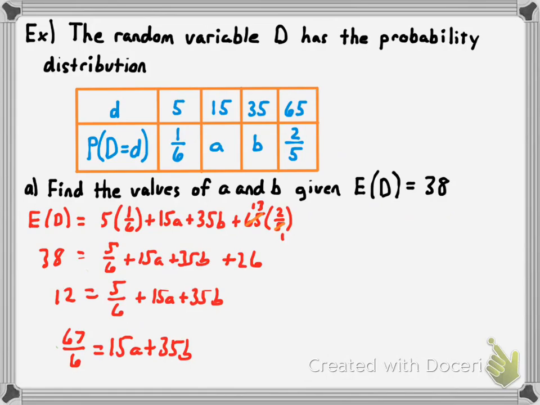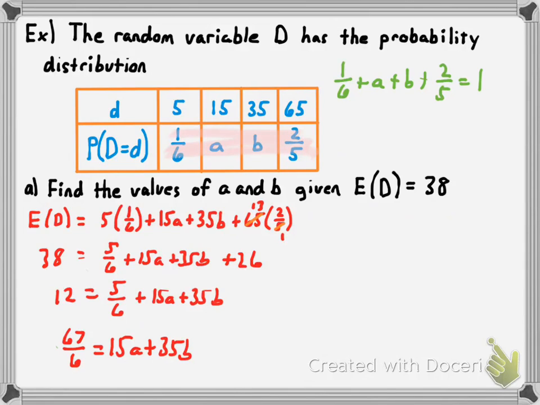Well, that next equation is going to come from what we know about the sums of the probabilities within a probability distribution. We know they always add up to 1, don't we? So that means these values right here have to add up to 1. All right, that works out nicely for us. 1/6 plus A plus B plus 2/5 has to be equal to 1.